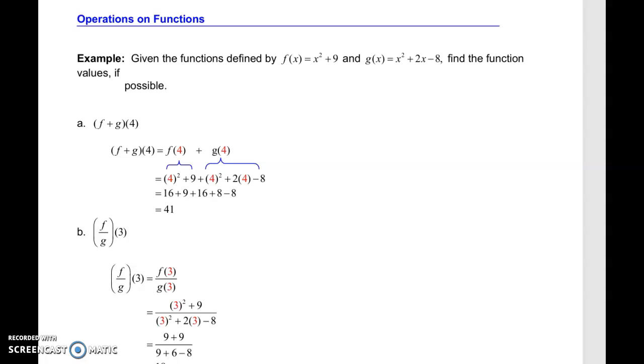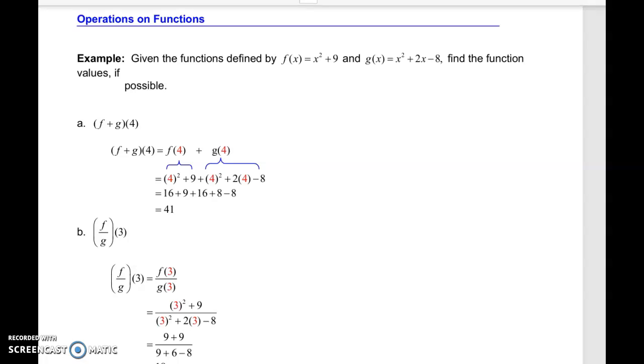All right, so let's take a look at these examples of operations on functions. In this one, we have two functions, function f and function g, and they're given up at the top here. And it says find the function values if possible. And so this example is done for you.